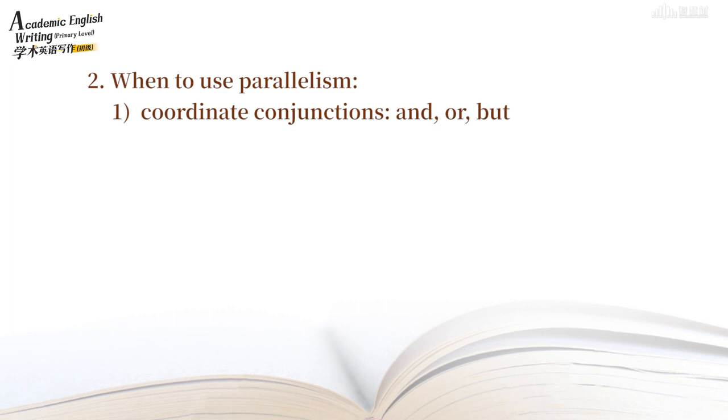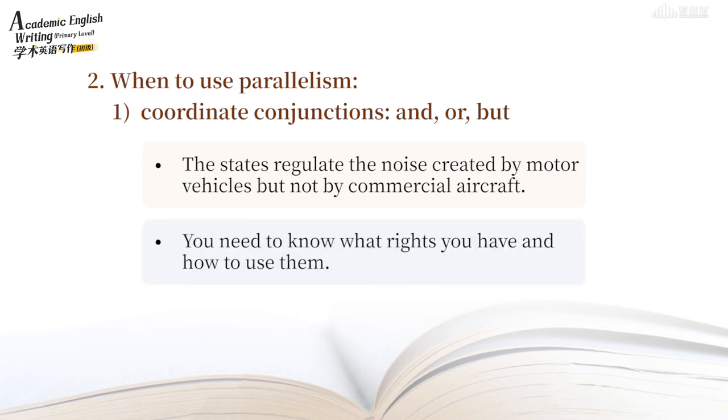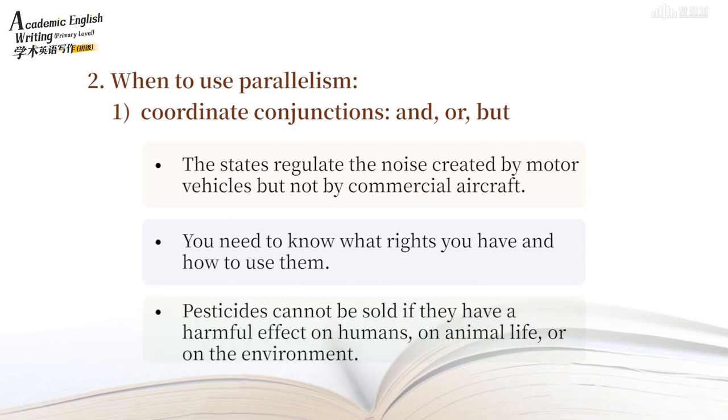parallel structure. For example, the states regulate the noise created by motor vehicles, but not by commercial aircraft. You need to know what rights you have and how to use them. Pesticides cannot be sold if they have a harmful effect on humans, on animal life, or on the environment. In these examples, parallel structure is used because of the coordinate conjunctions but, and, or.